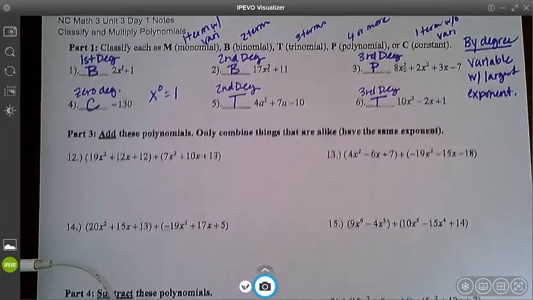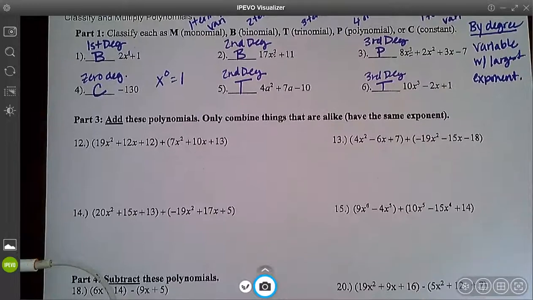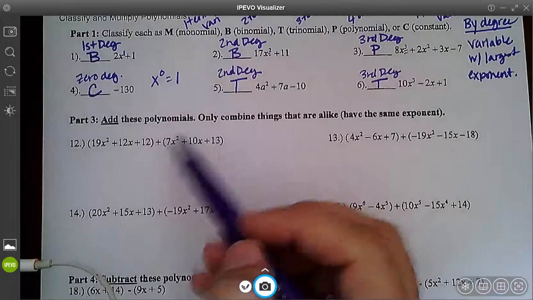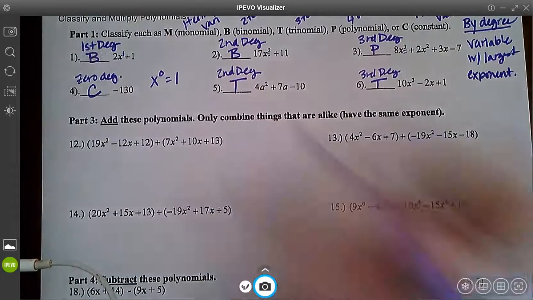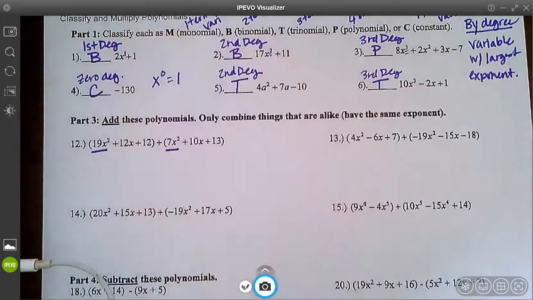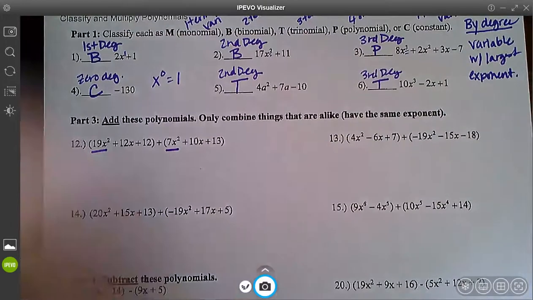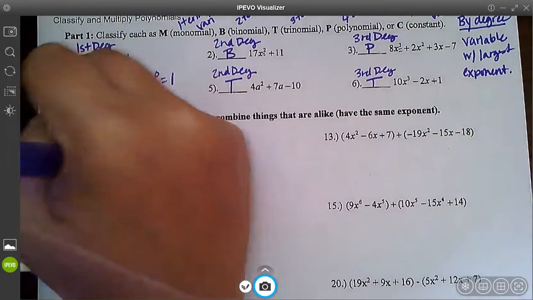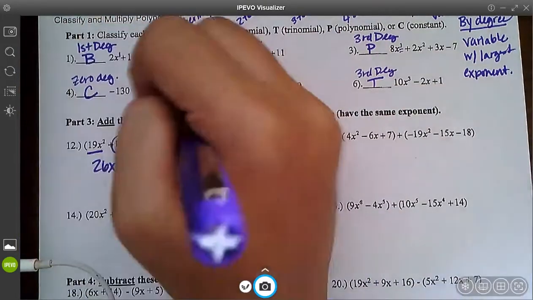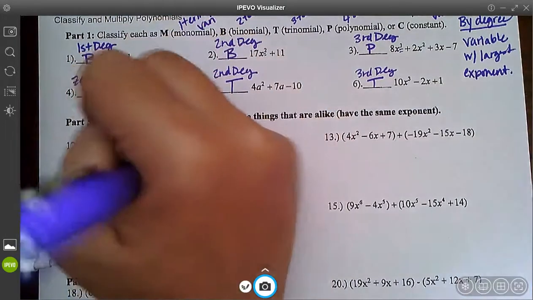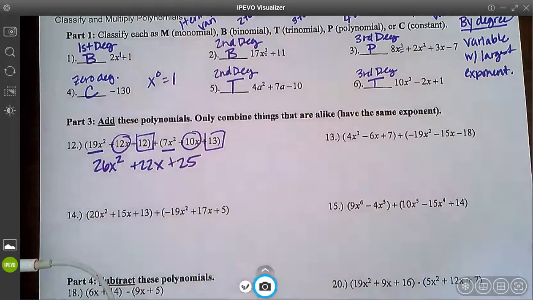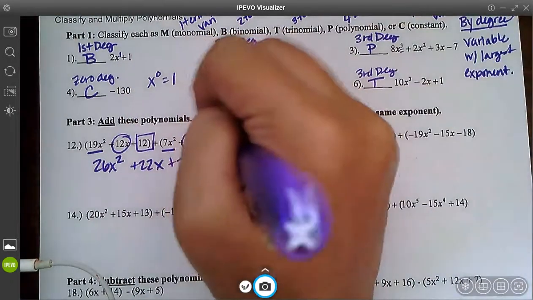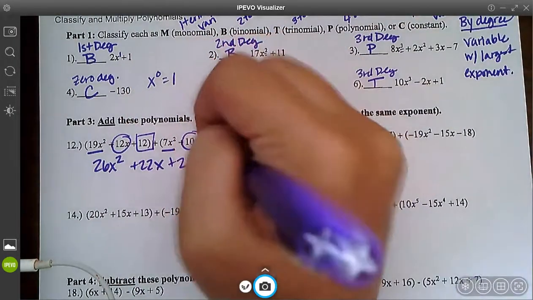Adding polynomials, you just combine your like terms. When you're straight up with addition here, you can drop all your parentheses because you just have addition and subtraction all the way across. I'm just combining my like terms. 19x squared plus 7x squared is 26x squared. 12x plus 10x is 22x. 12 plus 13 is 25. This is a second degree trinomial.